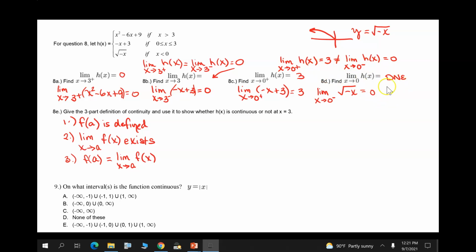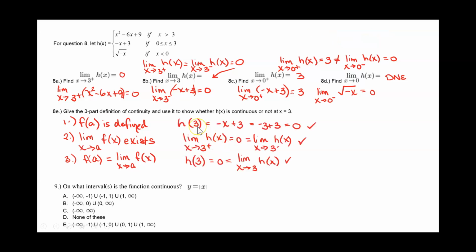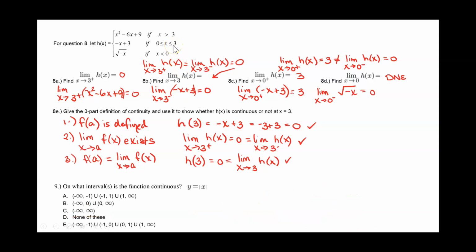All right, then for number 8, we want the 3-part definition of continuity and use it to show if something is continuous or not at 3. So here is our 3-part definition that we need to know. So if I want to see is it continuous at 3, then the first thing that I'm going to do is I'm going to plug 3 into the function. Okay, so when I come up here and I plug 3 into the function, I get negative 3 plus 3. I get a number, I get 0. So yes, the function is defined.